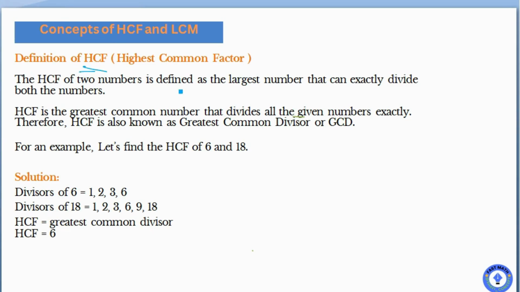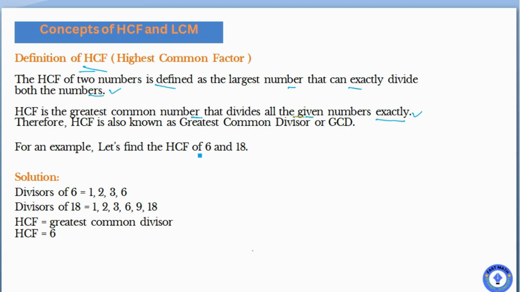What is the definition of HCF? HCF of any two numbers can be defined as the largest number that can exactly divide both numbers. For example, if you take any two numbers, the divisor which divides them exactly is called the HCF of both numbers. Likewise, in another way, HCF is the greatest common number that divides all the given numbers exactly. That means if you consider any two numbers and divide by the highest divisor, the remainder will be 0. Exactly means the remainder should be 0.